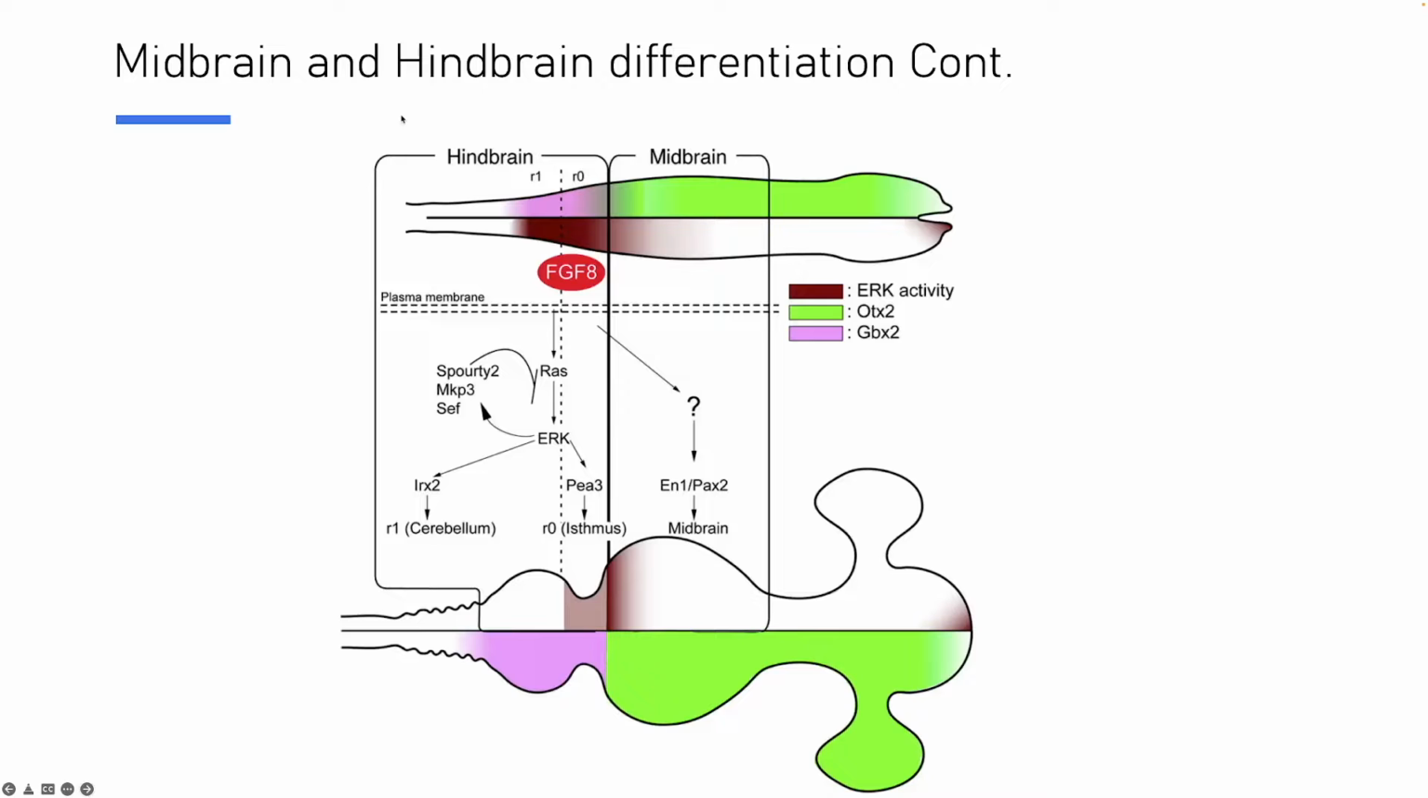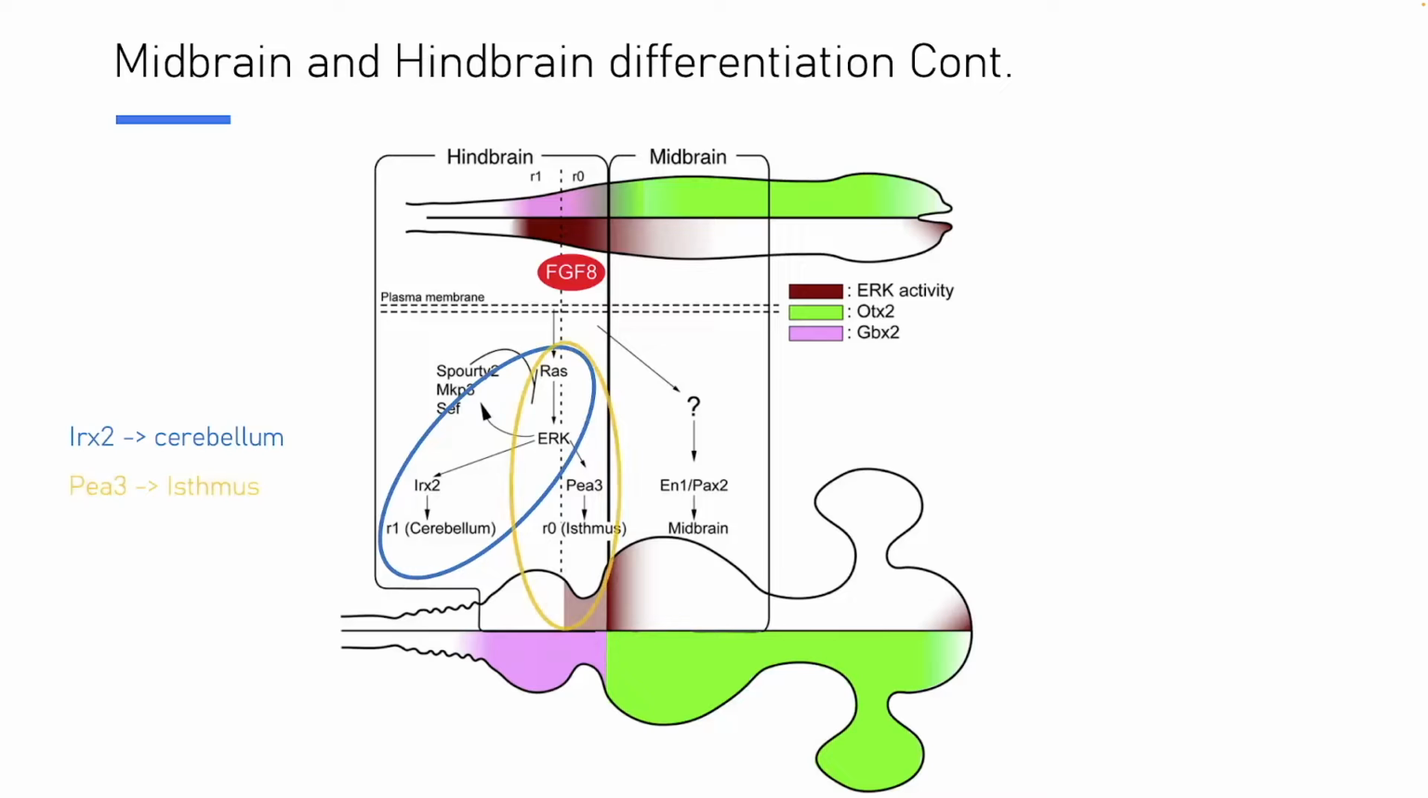Taking a closer look at the RAS-ERK pathway in this diagram here, you can see that depending on where the cells are in the gradient of GBX2 and OTX2, the activity of the RAS-ERK pathway is modified. Highlighted in navy, you can see that a position of high GBX2 activation of the RAS-ERK pathway leads to the production of the IRX2 transcription factor, which will lead to the making of the cerebellum, a hindbrain structure.